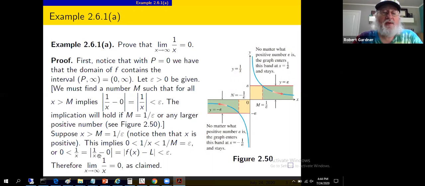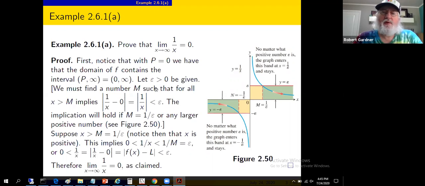But these are in fact equal, and what we've got then is the absolute value of f of x minus L is less than epsilon. Excellent. That's the very definition of the limit as x approaches infinity, positive infinity, of 1 over x equals 0.